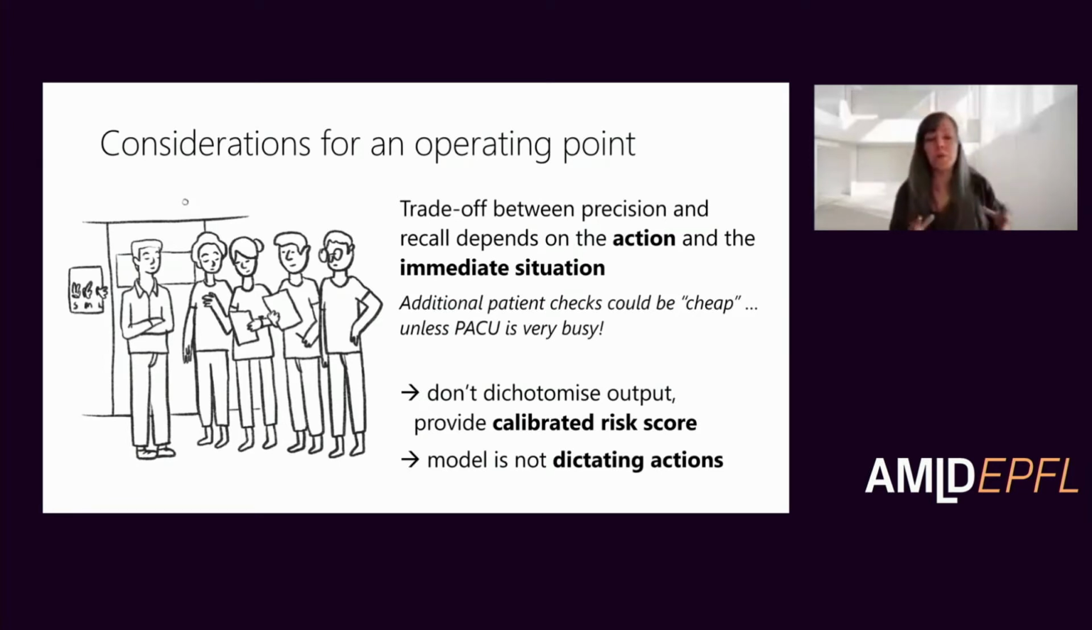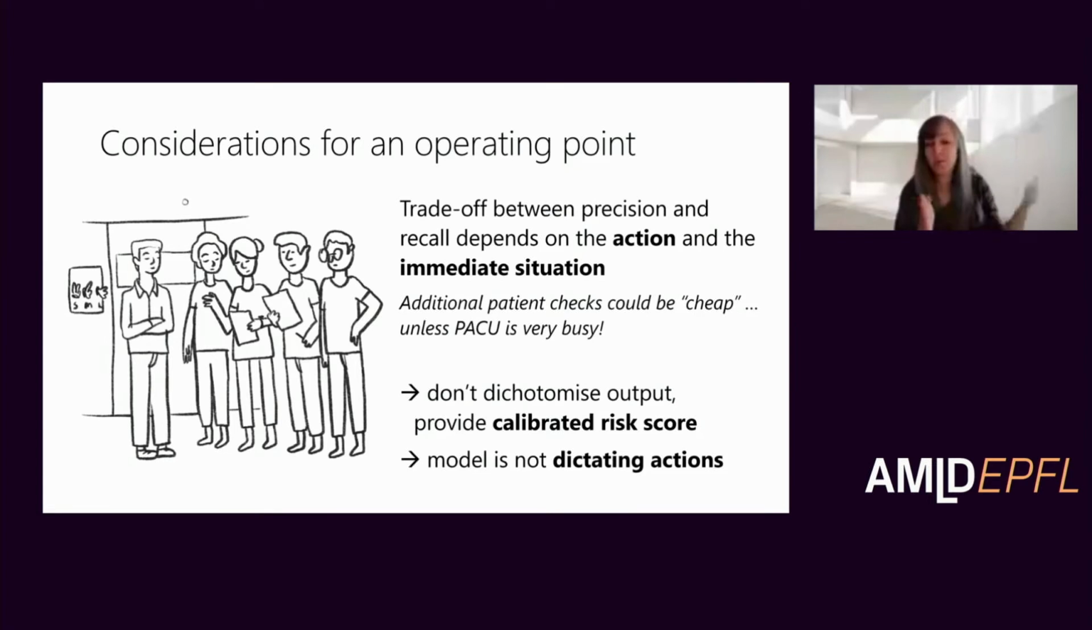However, what's really important, and which is not captured in any one operating point, is the actual context of the PACU. So the idea of doing an additional check on a patient may seem very low cost, but if the PACU is extremely busy already, this may not be something that they're able to do. So what we're proposing here is that we're not actually going to choose an operating point. We're not dichotomizing the output.